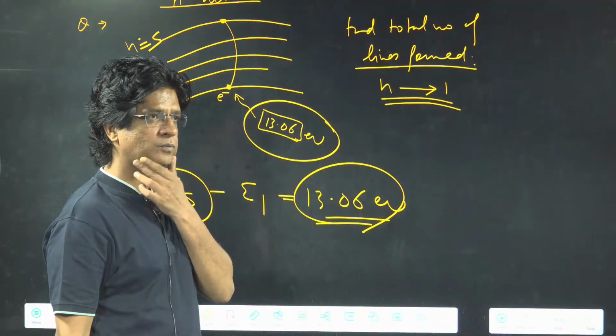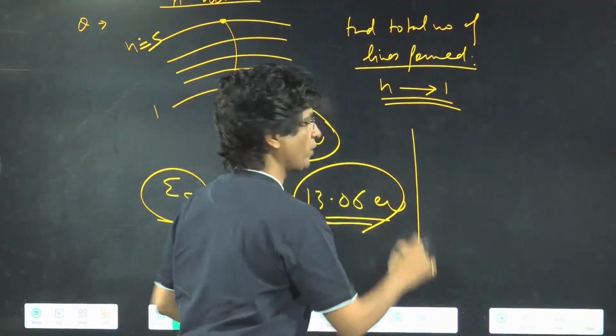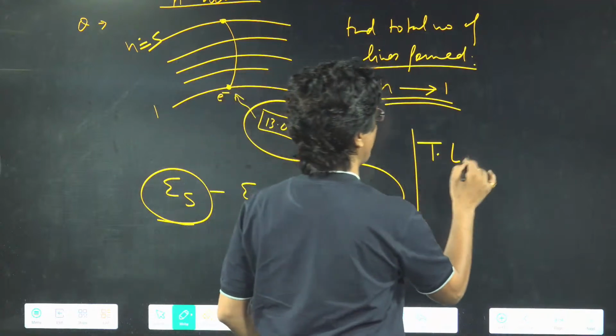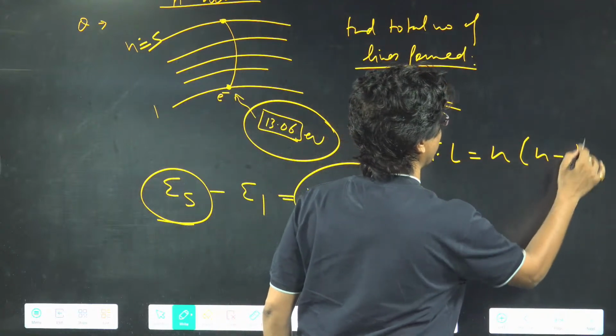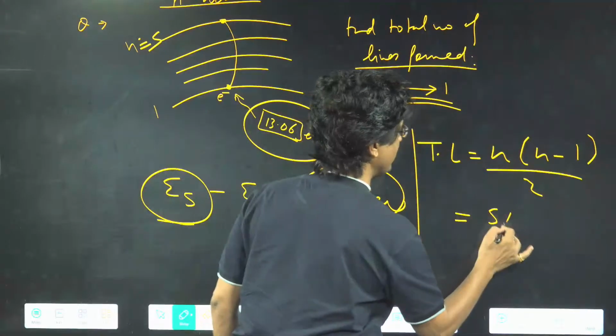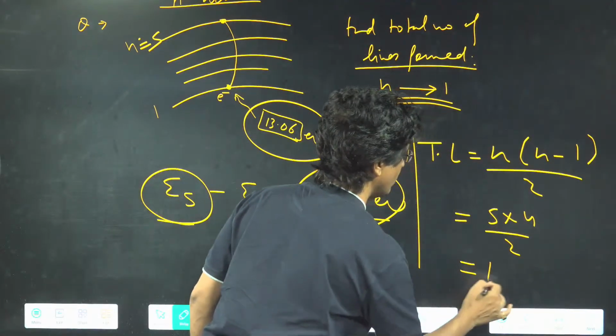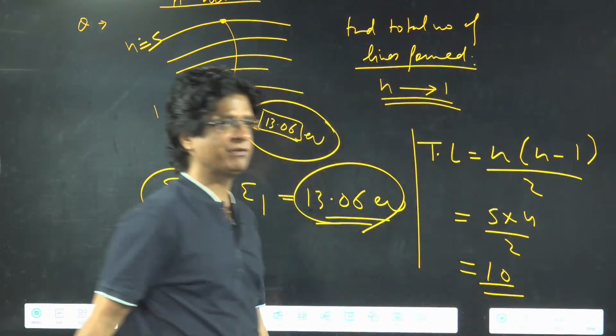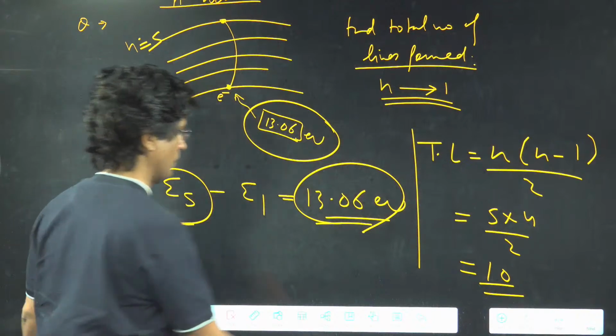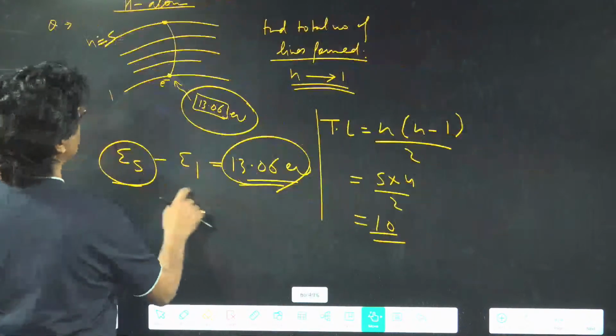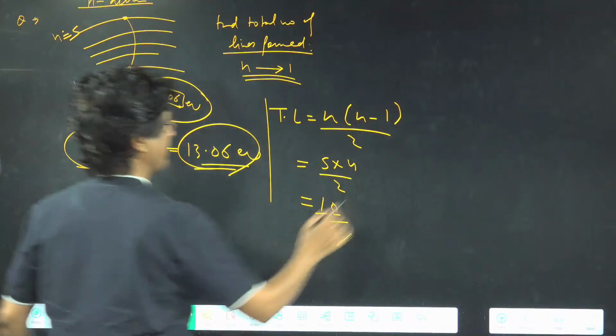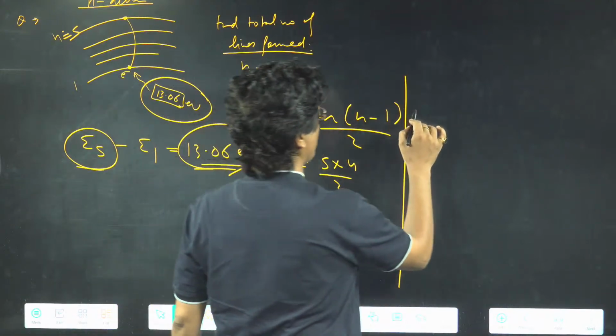Yes or no? And when the electron comes down, the total lines formed will be n into n minus 1 upon 2. So 5 into 4 by 2 will be equal to 10 lines. So total number of lines will be 10. Yes or no?